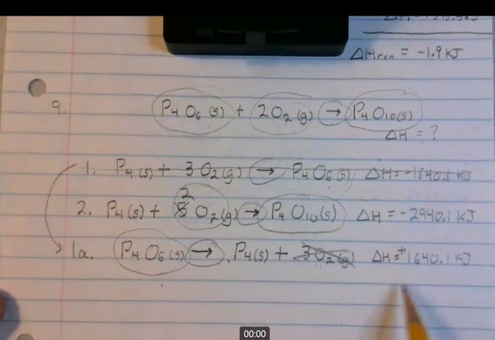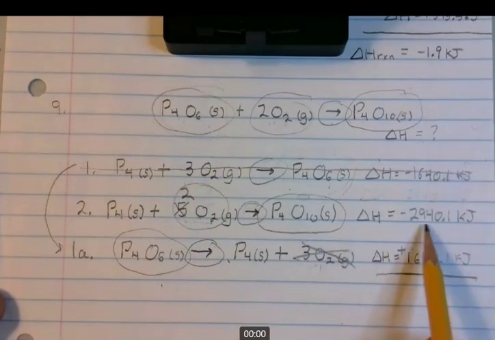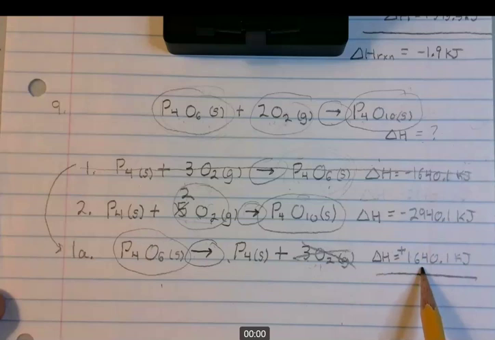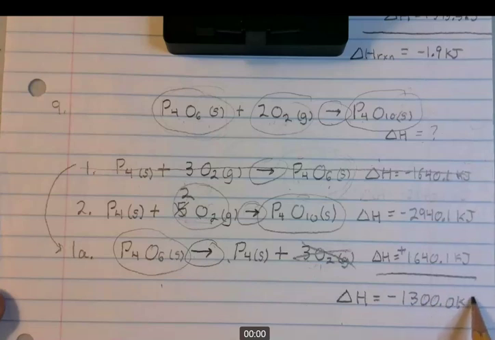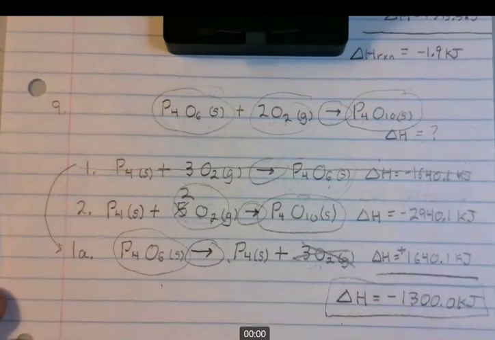So now we just do our math down here. It's negative 2940.1 plus 1640.1, and that's a pretty easy math equation. That's going to give you a delta H of negative 1,300.0 kilojoules. Okay, and that's the answer. So that's a highly exothermic reaction right there.